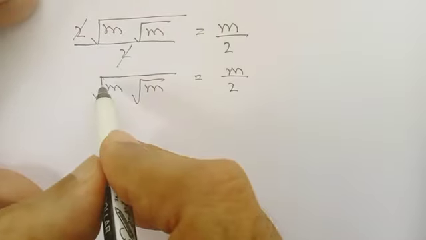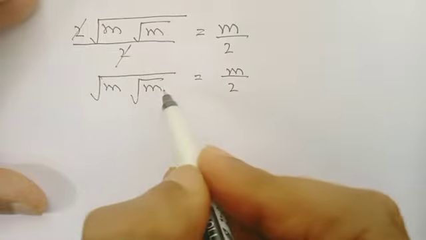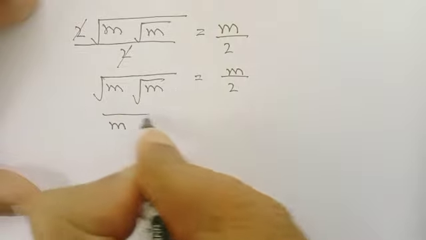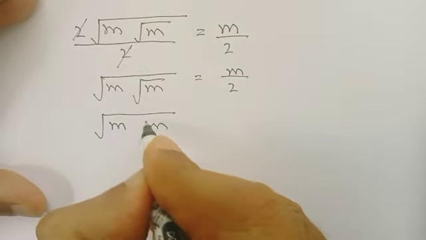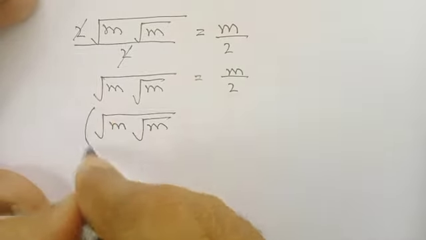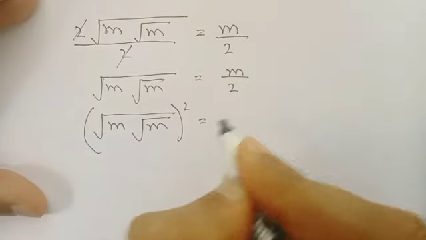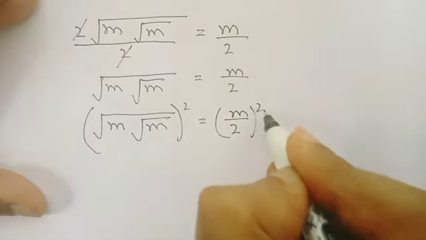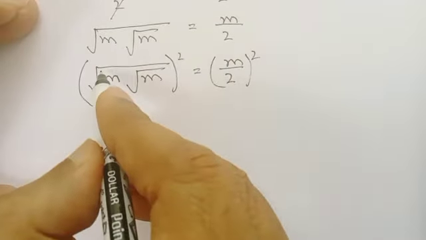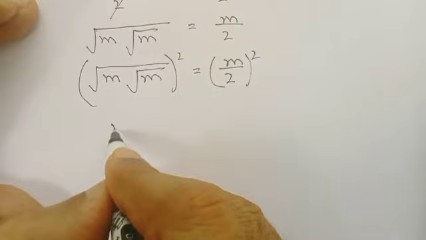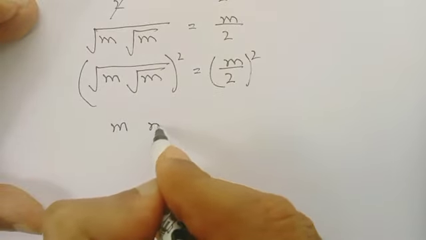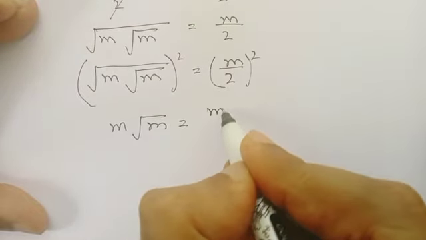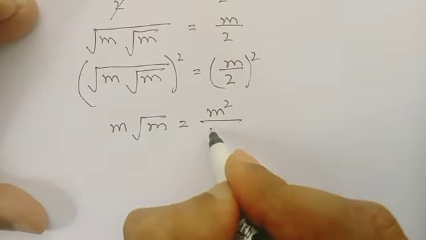Now, to remove the square root, we will take the square of both sides of the equation. Let's see: (m square root m) whole squared equals (m over 2) squared. The square and square root cancel, so m squared times m... the left side becomes m, and the right side is m squared over 4.